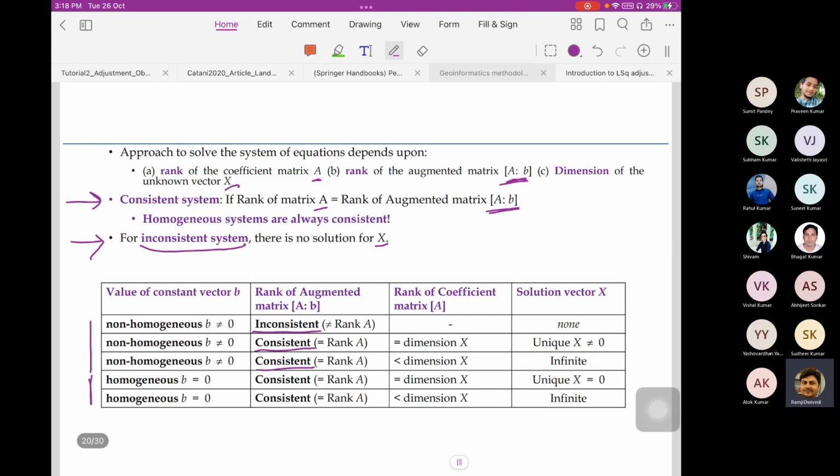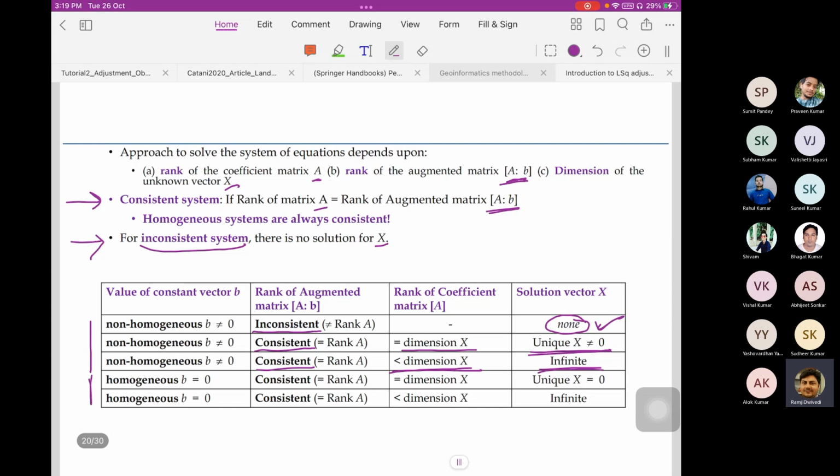The inconsistent case is where the rank of the augmented matrix is not equal to the rank of A. Obviously, we do not get any solution, none. The second one is if it is consistent, that means it is equal to the rank of A. Then if it is equal to the dimension of X, you will get a unique X. Similarly, the next one, consistent but the rank is less than the dimension of X, then we'll get infinite solutions.